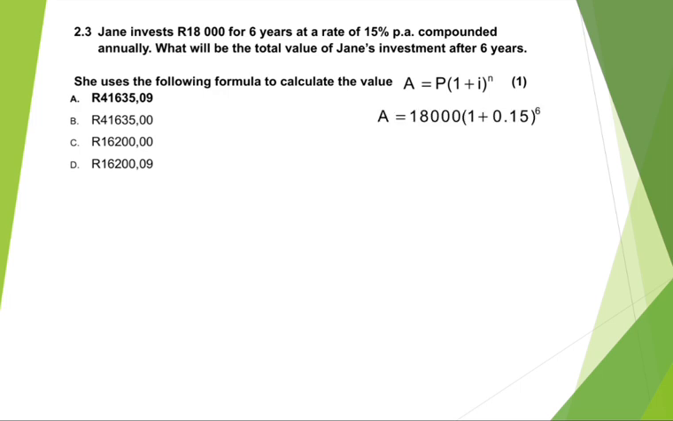So let's substitute now. A is equal to 18,000 brackets 1 plus I. You need to convert 15% to decimal, which will give us 0.15. So plus 0.15 to the power of 6. If you calculate, you get 41,635.09. So the correct option is A.